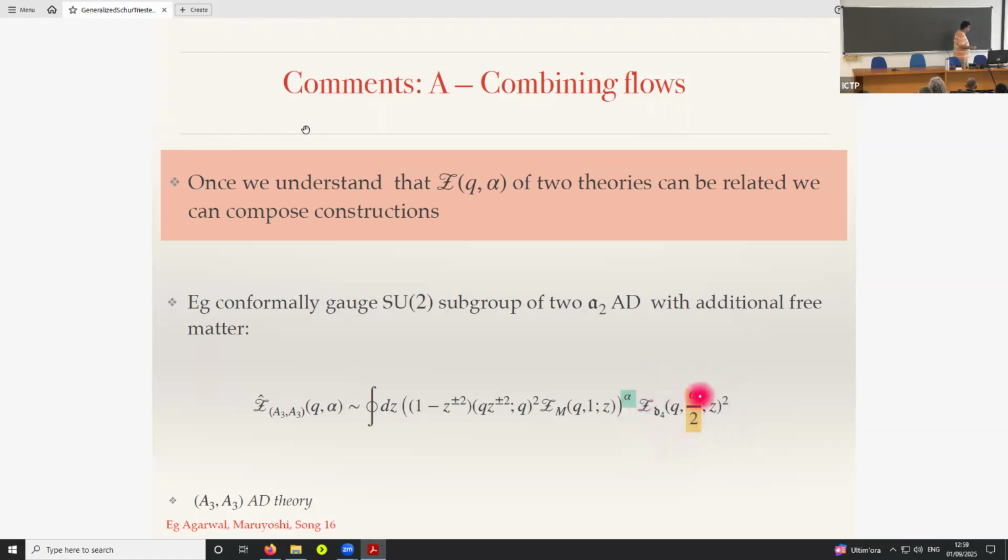Then there are claims in the literature that if you take 2 copies of this theory and you add some free matter and you gauge an SU2 subgroup of the global symmetry group, you obtain an Argyres-Douglas theory of a different type.